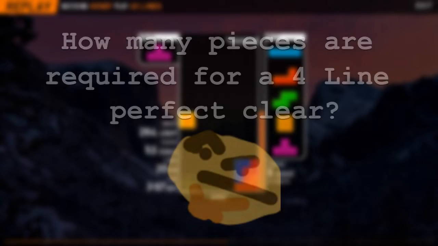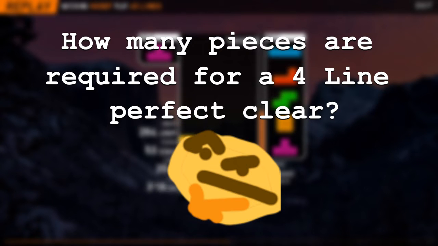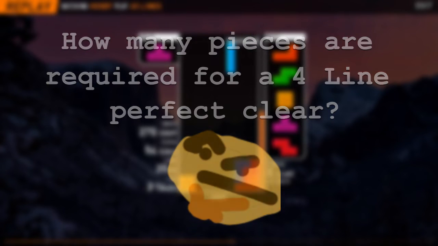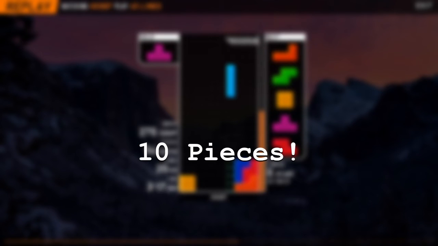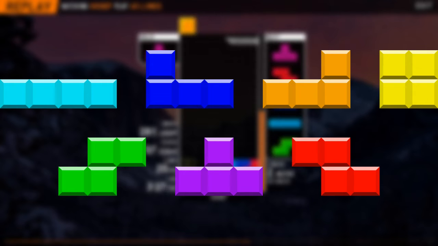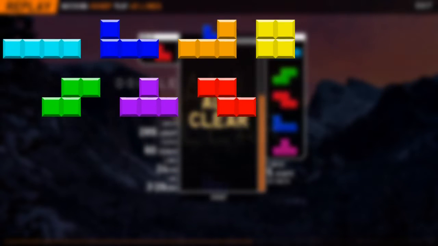Before we go into PC numbers, I am going to ask a question. How many pieces are required for a 4-line PC? The answer is 10. You will need 10 pieces to complete a single 4-line PC. It is easy to see that this is the case. Each tetromino in Tetris takes up 4 blocks, and for a single line clear in Tetris, you would clear 10 blocks. So clearing 4 lines means clearing 40 blocks, which would take 10 pieces to do so.